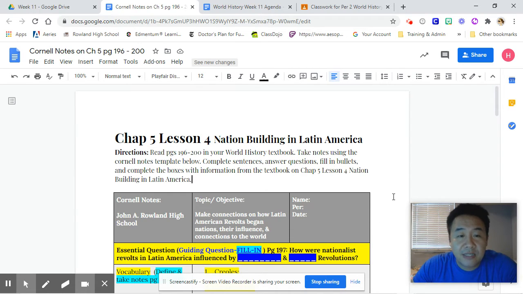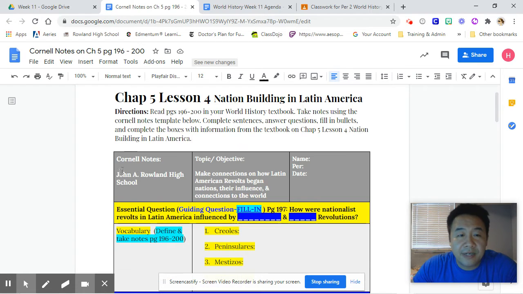All right, so as you kind of look at how Cornell notes are set up, they're actually kind of set up in boxes. So you have the Cornell notes title. So this is going to be talking about lesson 4 of chapter 5. And then the topic objective is going to be discussing Latin American revolutions and how they connected to the world itself.